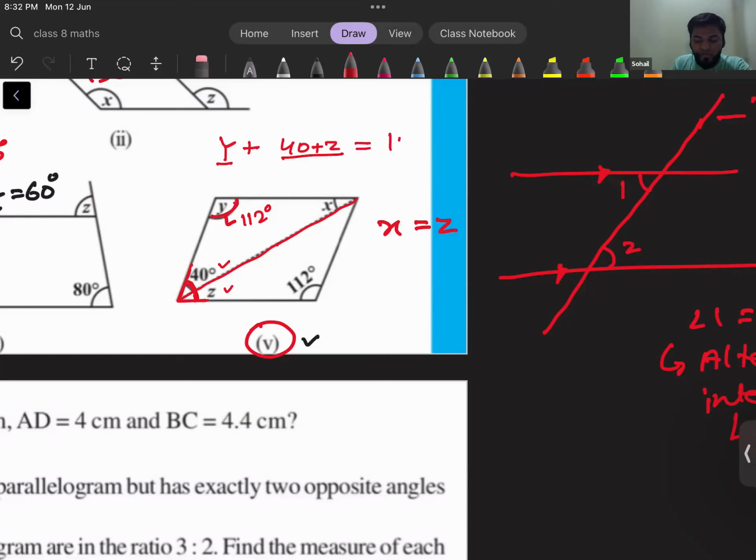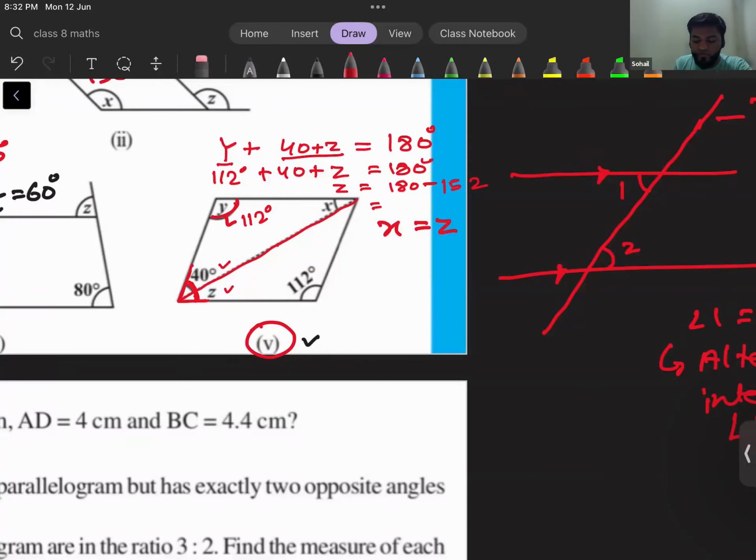They are, and their sum is supposed to be 180 degrees. And we already know the value of y is 112. So 112 plus 40 plus z equals 180 degrees. From here we can find the value of z, that is going to be 180 minus 152. 112 plus 40 here. So 180 minus 152 gives you how much?